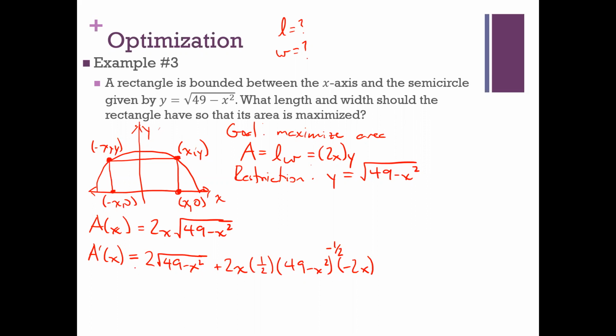Okay, so yeah, let's do some cleanup. So 2 times radical 49 minus x squared, that goes away with that. So minus 2x squared over radical 49 minus x squared equals 0. We like that? Let's do this too.